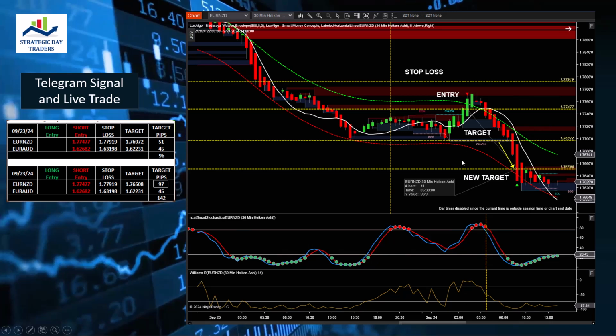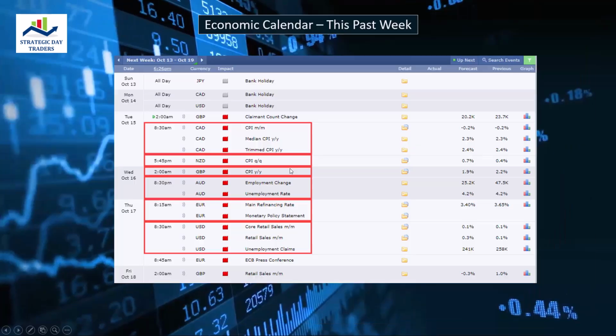But I was no longer at my computer. This was 3 a.m. Eastern time in the U.S. So we went ahead and got this entry automatically. This came down by 8 a.m. Eastern time. I was pulling my target all the way down to here to maximize this particular trade for an almost 97 pip total for the first target. And then, of course, it continued on.